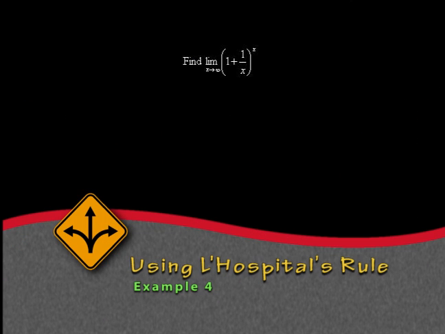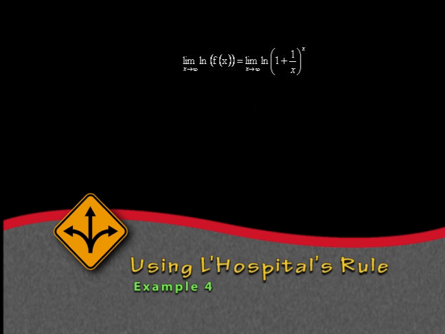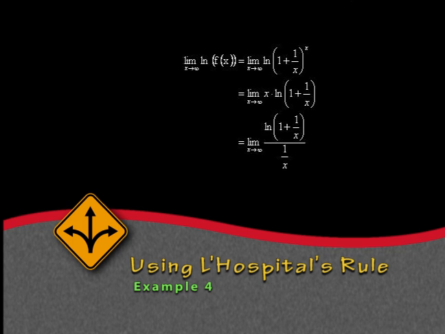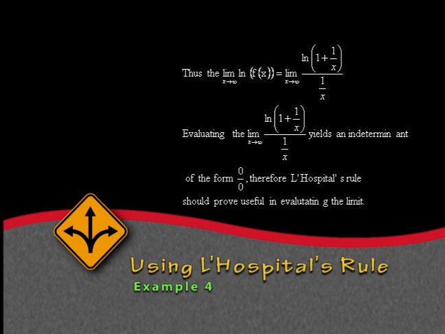Find the limit of the quantity 1 plus 1 divided by x to the x power as x goes to infinity. An initial evaluation of this limit yields an indeterminate of the form 1 raised to infinity. Let f of x equal the quantity 1 plus 1 divided by x to the x power. Taking the limit as x goes to infinity of the natural log of f of x yields the result shown. We then bring the x power out front and rewrite the result as a quotient with 1 divided by x as the denominator. Thus the limit of the natural log of f of x as x goes to infinity is as shown. Evaluating the limit yields an indeterminate of the form 0 divided by 0, and thus L'Hopital's rule can be used and the function has been massaged appropriately.